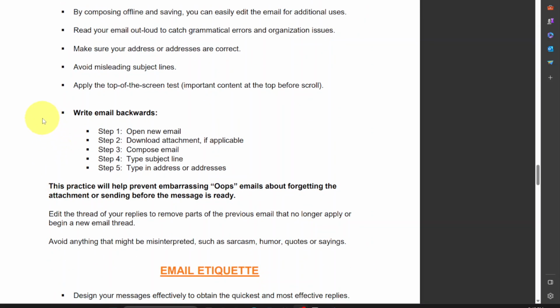Write email backwards. Step 1, open a new email. Step 2, download attachment if applicable. Step 3, compose email. Step 4, type subject line. Step 5, type in addresses or addressees. This practice will help prevent embarrassing emails about forgetting the attachment or sending before the message is ready.